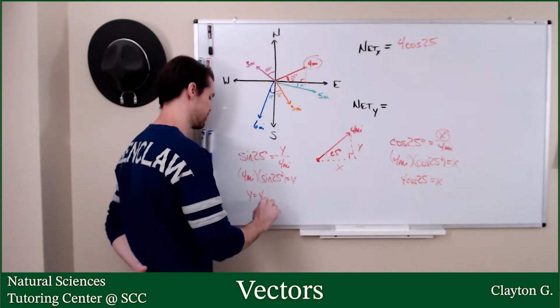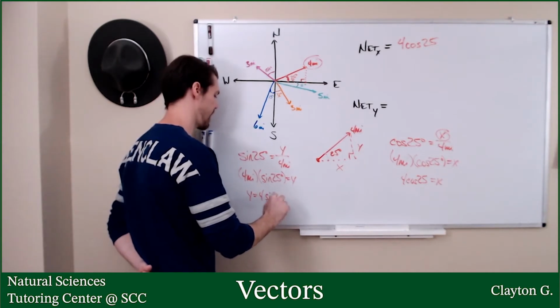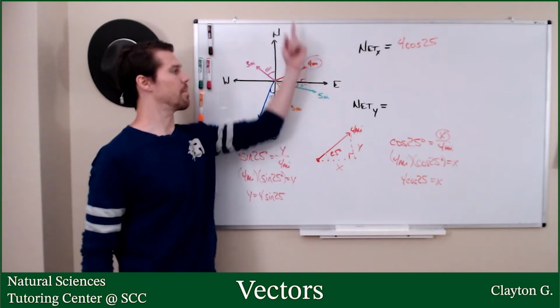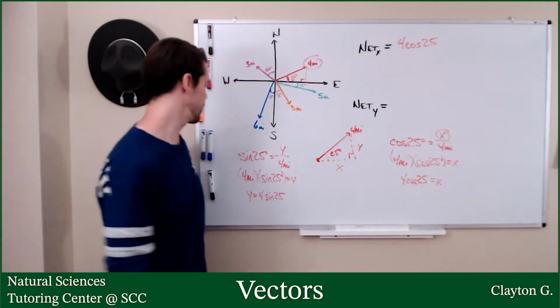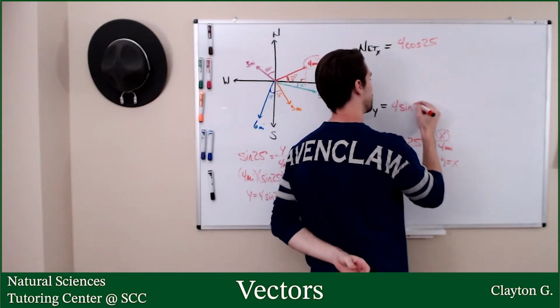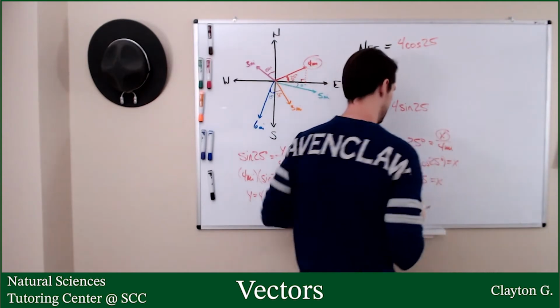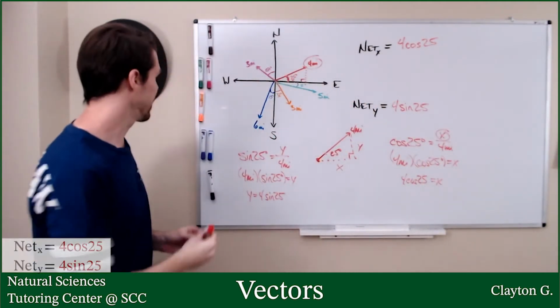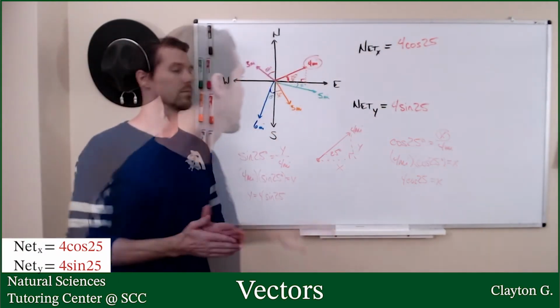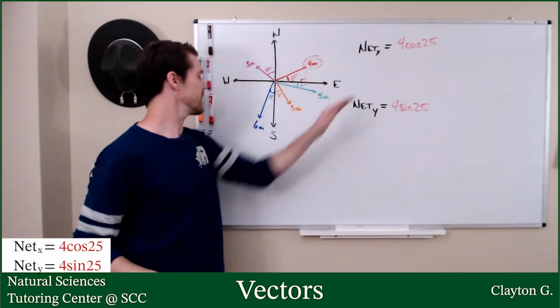Y equals, for short again, 4 sine 25. And again, this now is up, so I'm going to call that positive 4 sine 25. All right, so I'm going to erase this here, and we will jump into the next one. We just finished that first one.